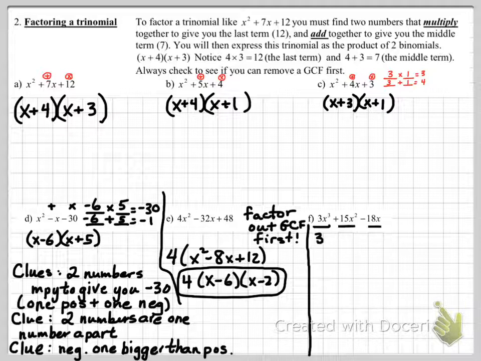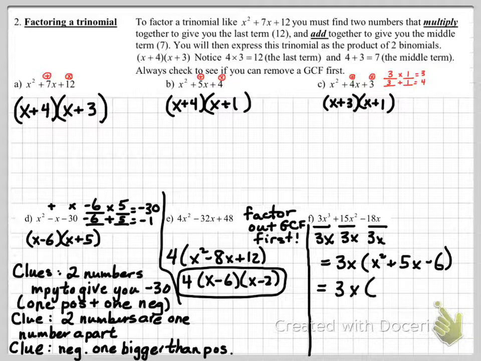In the last one, if I divide both of these by 3 and an x, I'm going to get 3x times the quotient of x squared plus 5x minus 6. Now I can further factor this into two binomials. 3x stays there. Two numbers that multiply together to give me negative 6 and add up to positive 5.